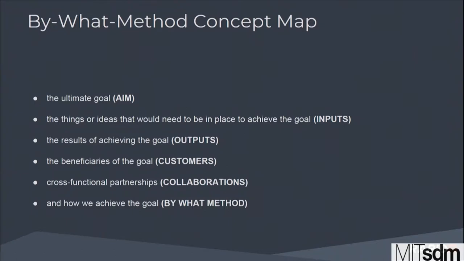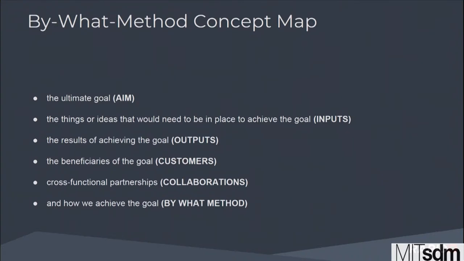Important here is that we want to have inputs to the system. What is needed in order to make the strategy happen? And then as you move down through the mapping, you can actually blow out each of these by what method, the objectives, how do we get this done? So the aim is the ultimate goal. The objectives are ideas that would need to be in place to achieve the aim. The results of achieving the goal are the outputs.